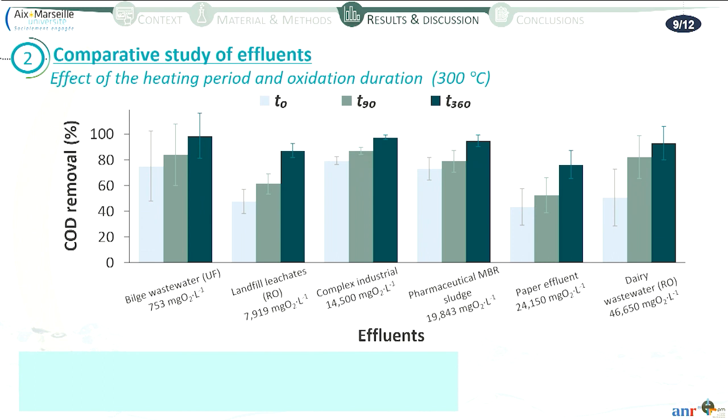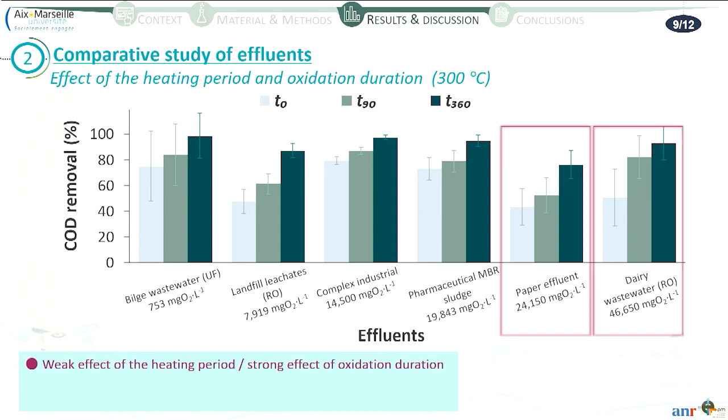Now, if we compare the performances for the different effluents at time 0, which is the moment where we inject the oxygen, after 90 minutes, which is the shorter time that we have in our reactor, and after a long period of oxidation, we can categorize our effluents in 3. We have some effluents that have a weak effect of the heating period and a strong effect of the oxidation duration. It is the case of the paper effluent and the dairy wastewater.